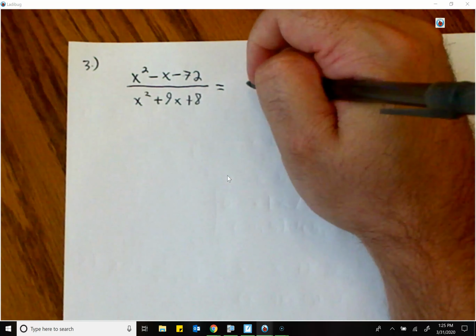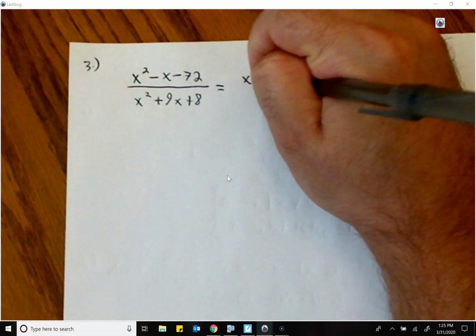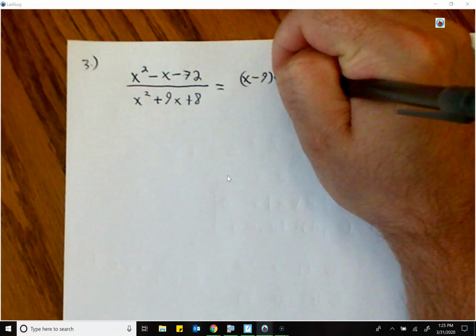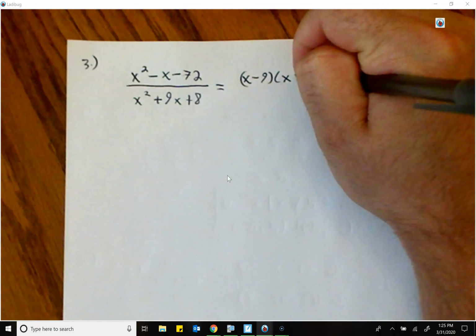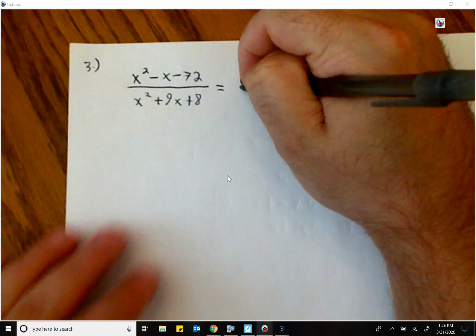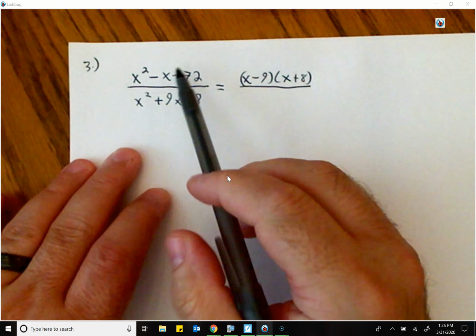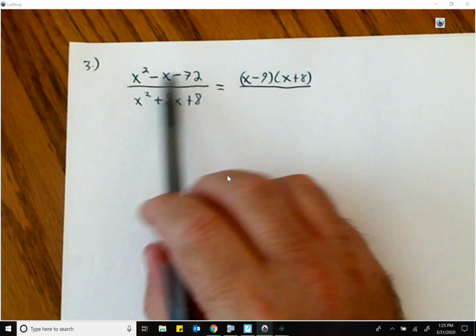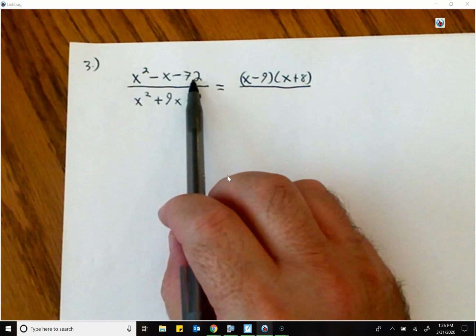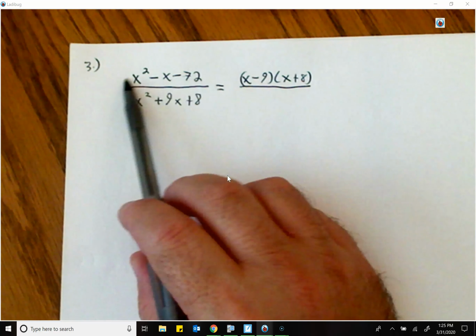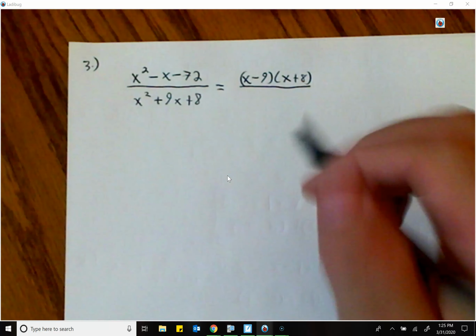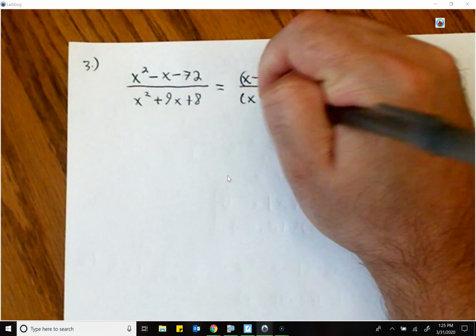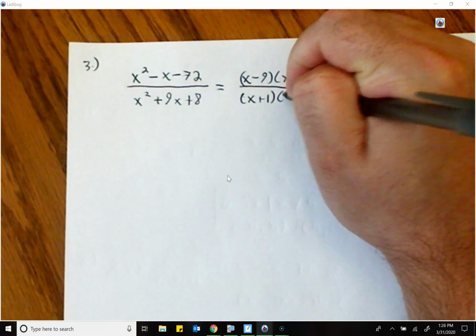So this top piece factors into x minus 9 and x plus 8. Okay? Again, you can either use guess and check, AC, slide and divide, or the box method to factor that. Lots of ways to factor. The denominator factors into x plus 1, x plus 8.